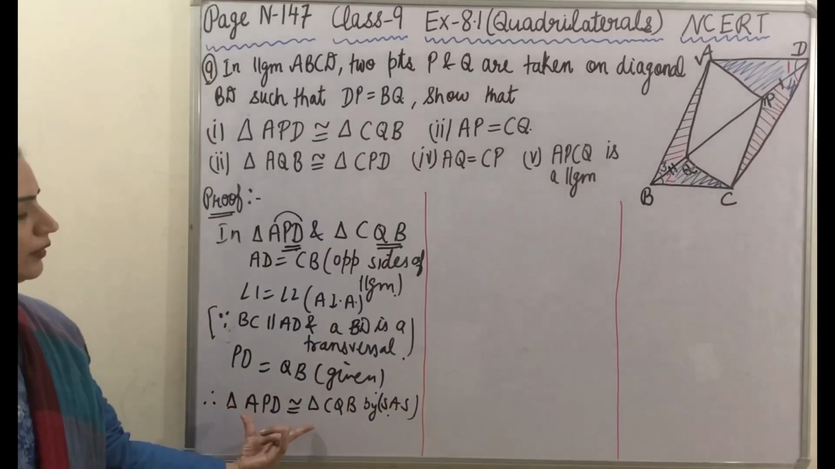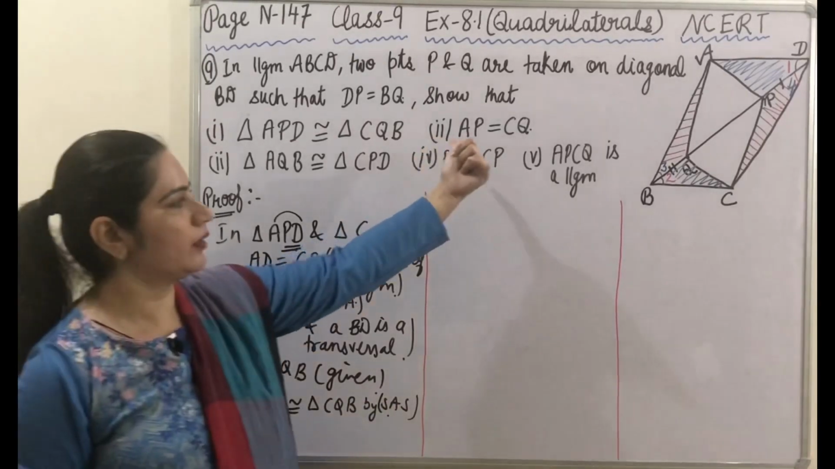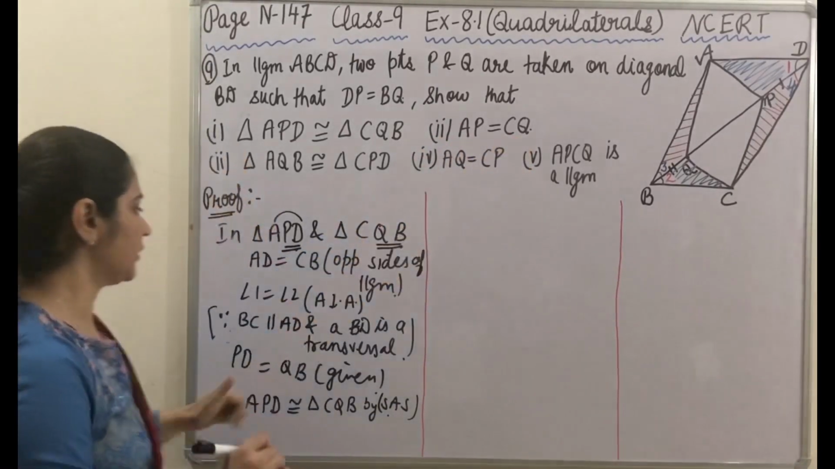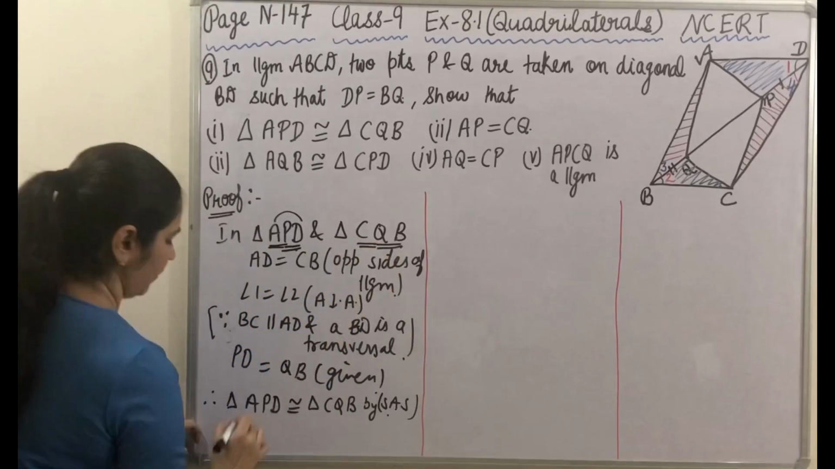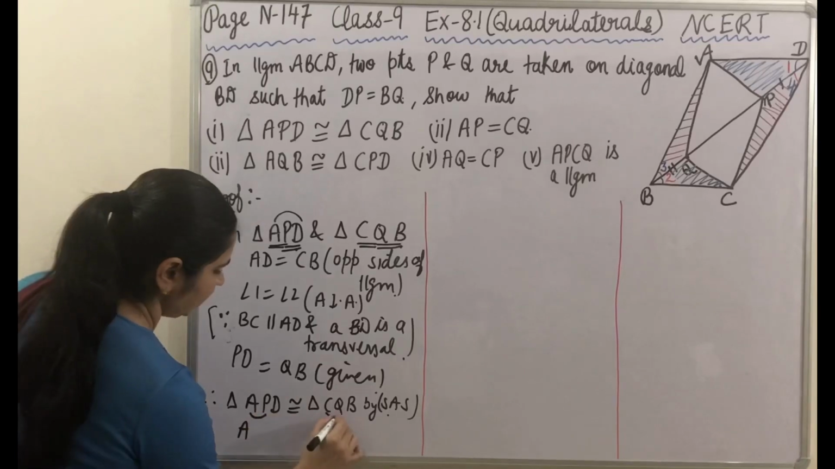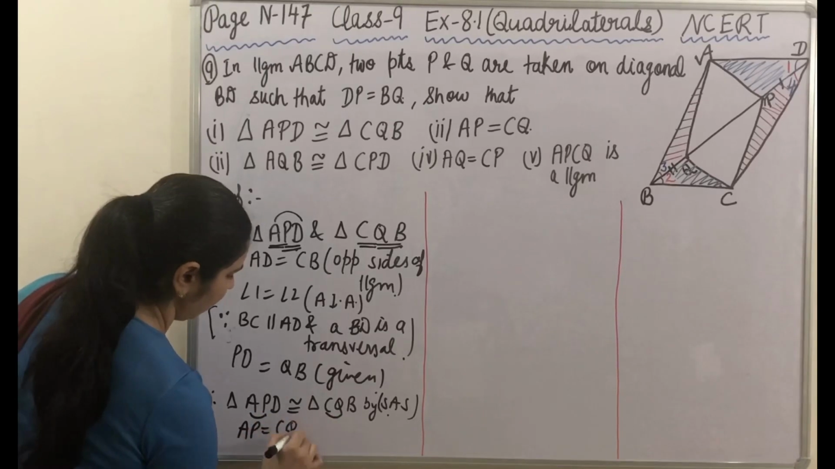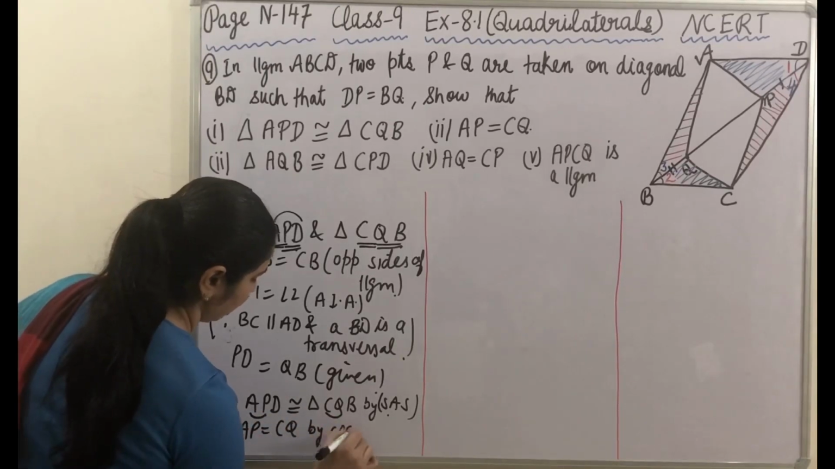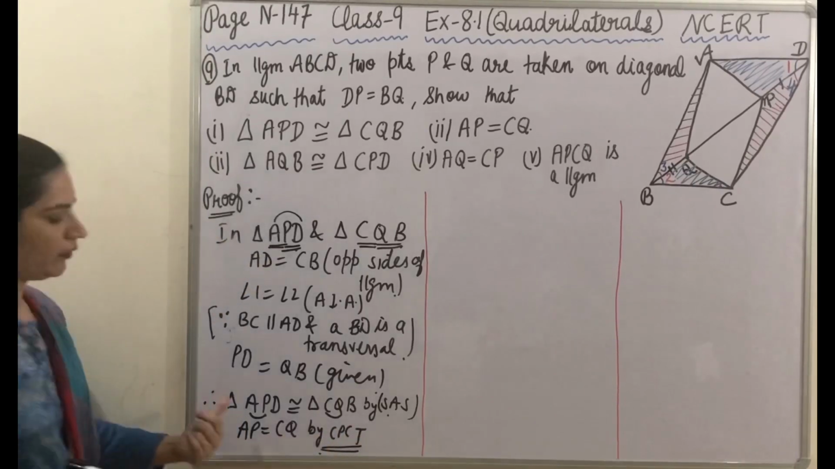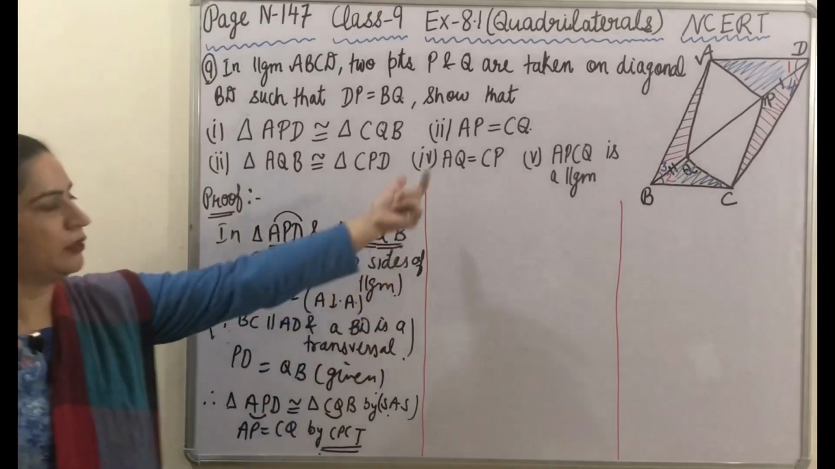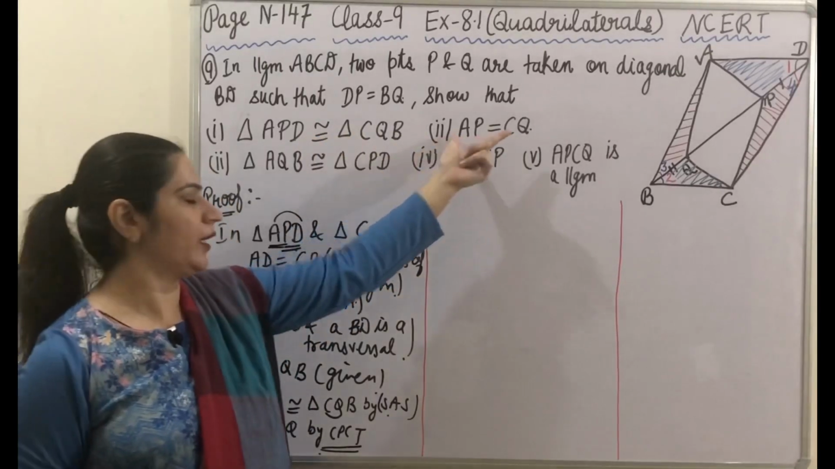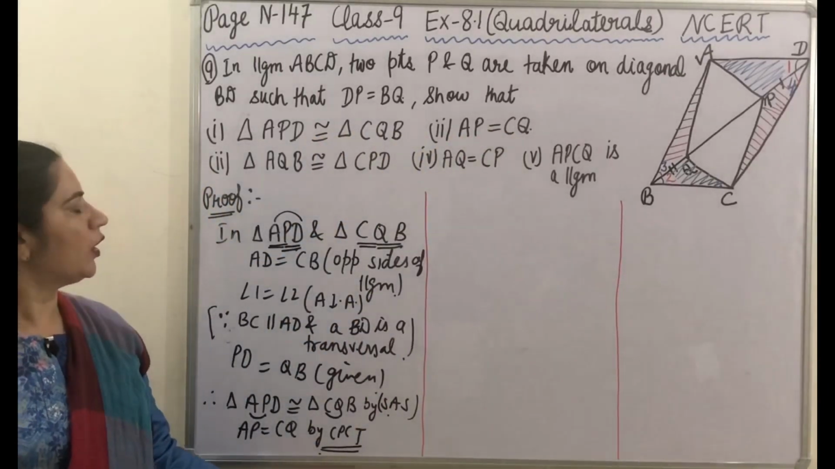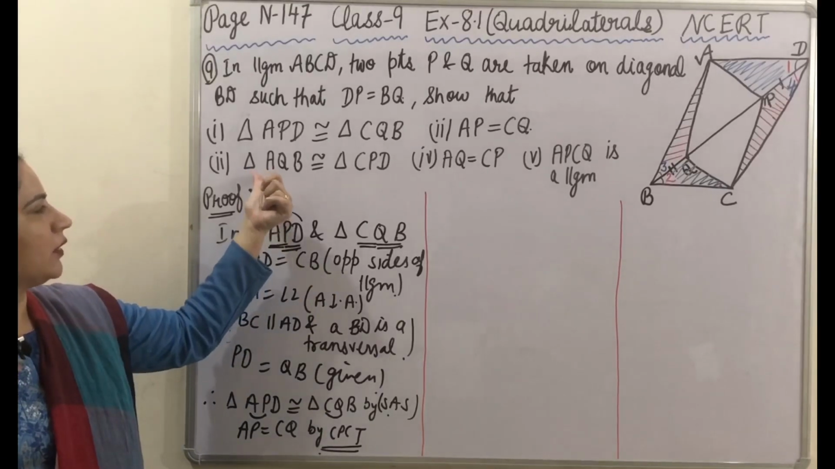If both the triangles are congruent, easily we can write AP is equal to CQ. AP and CQ both are equal by CPCT. If we have done the first part, in the second part we simply write the result of the first part by CPCT. Now we want to prove the third part.